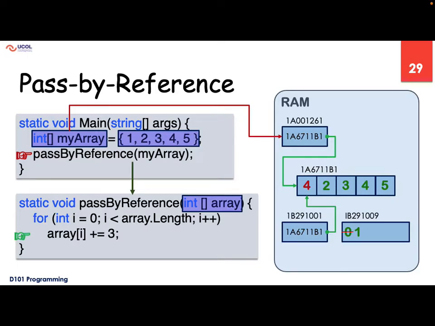Again check the condition, the condition is true. Again at index 1, go and increase the value by 3, 2 plus 3, 5. Again increase the value of i, the value of i will become 2. Then at index 2, change the value, 3 plus 3, 6. Increase the value of i to 3, at index 3, go and change the value.